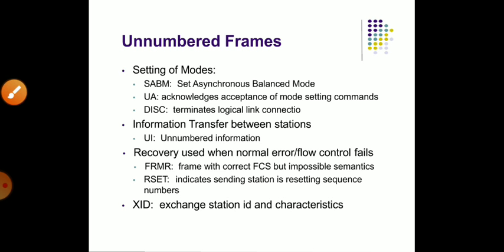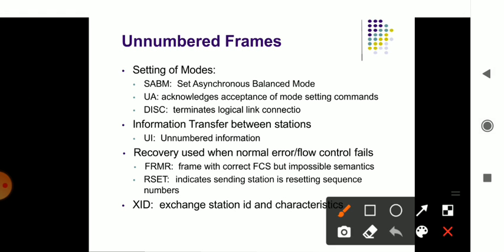And unnumbered frames are mainly used for the concept of asynchronous balanced mode. As I said, sometimes the processing may happen in between only. So at that time it is necessary that you use the unnumbered frames. And each and every time unnumbered frames are there, acknowledgement is necessary, and after a certain task is over, it should disconnect.